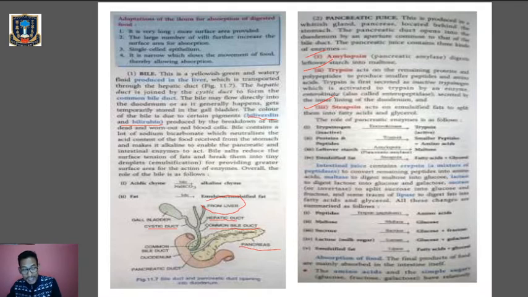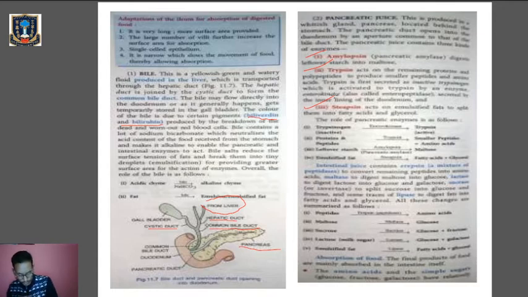Then we have lactase, L-A-C-T-A-S-E, lactase will digest the lactose into glucose and galactose. Sucrase, S-U-C-R-A-S-E, sucrase will digest your sucrose into glucose and fructose. And there are traces of lipase, L-I-P-A-S-E, which will digest the fat into fatty acids and glycerol. So all these enzymes are present in intestinal juices. So pancreatic juice contains the enzymes amylopsin, trypsin and steapsin, and your intestinal juice contains the enzymes erepsin, maltase, sucrase, lipase and lactase. Clear? So remember the name of the enzymes and in which particular juice they are present.